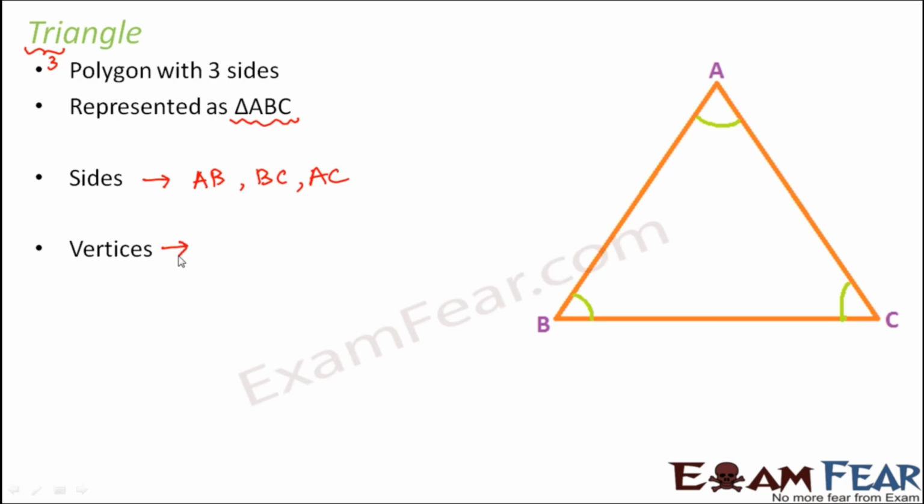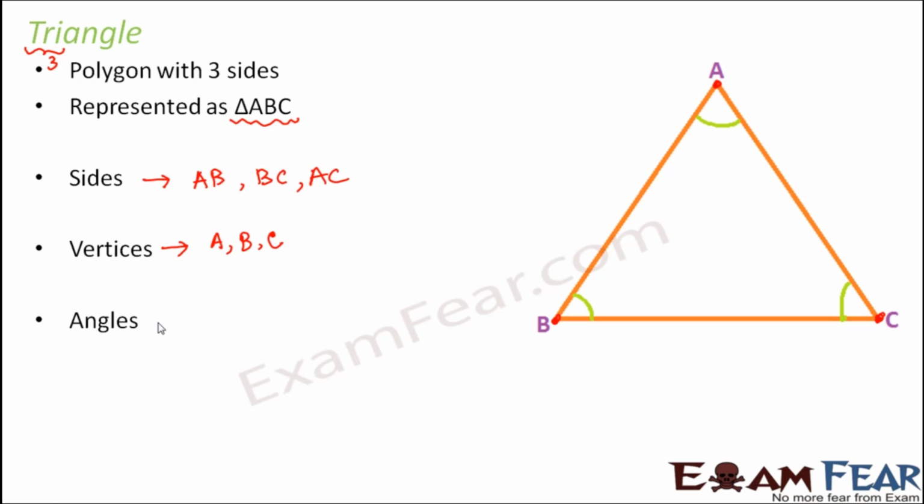Next are the vertices. So what are vertices? Vertices are those points where the sides meet. For example, point A. So A is a vertex. At A, BA and CA both meet. Similarly at B, AB and CB meet. Similarly, AC and BC meet at point C. Therefore, points A, B and C are the vertices of the triangle.